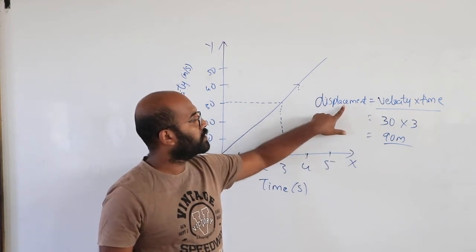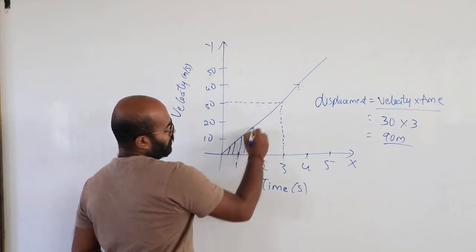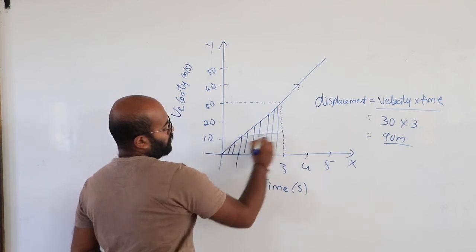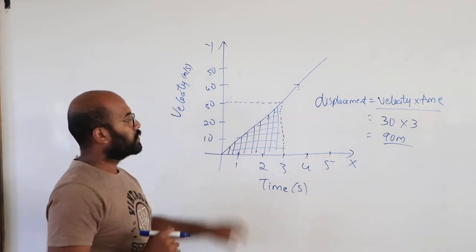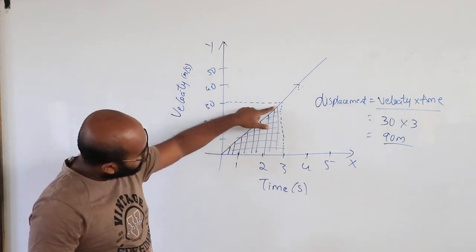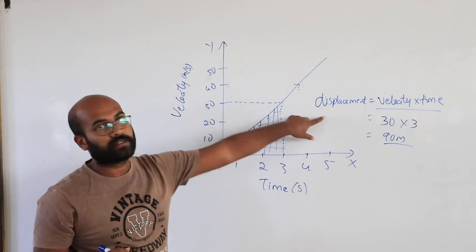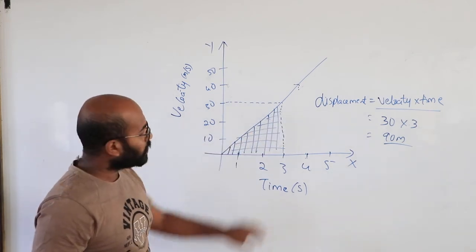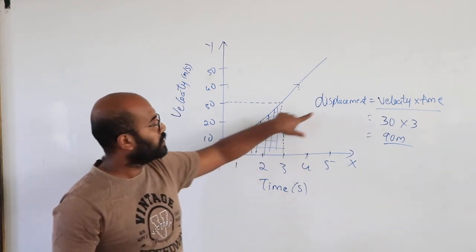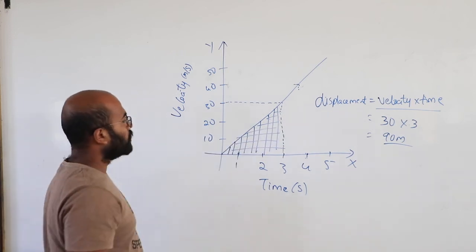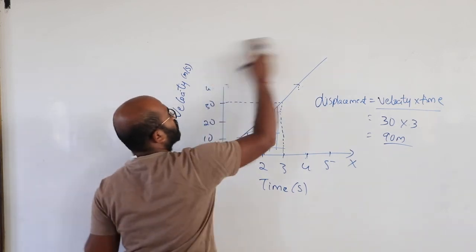If you see this displacement, that is velocity into time. So this area gives the displacement. Displacement is the area under this graph from the x-axis. So remember this, the area under the graph is giving us displacement. Hope you are clear with this. We'll take one more graph.